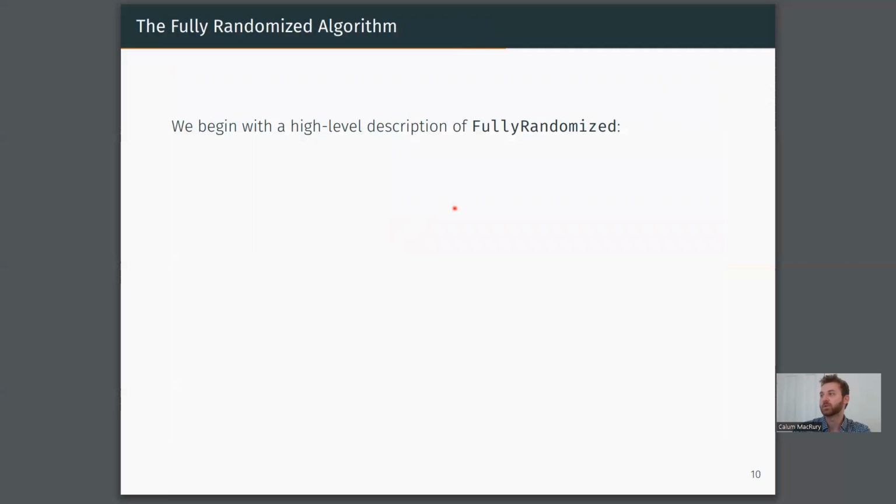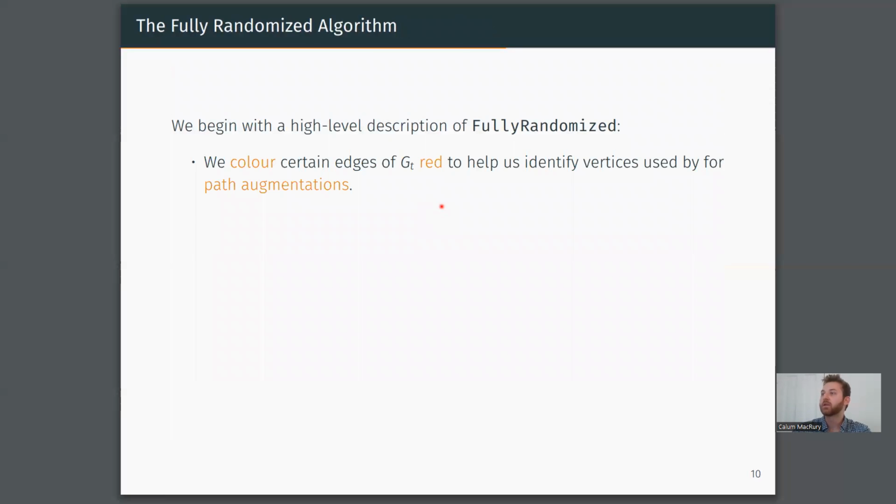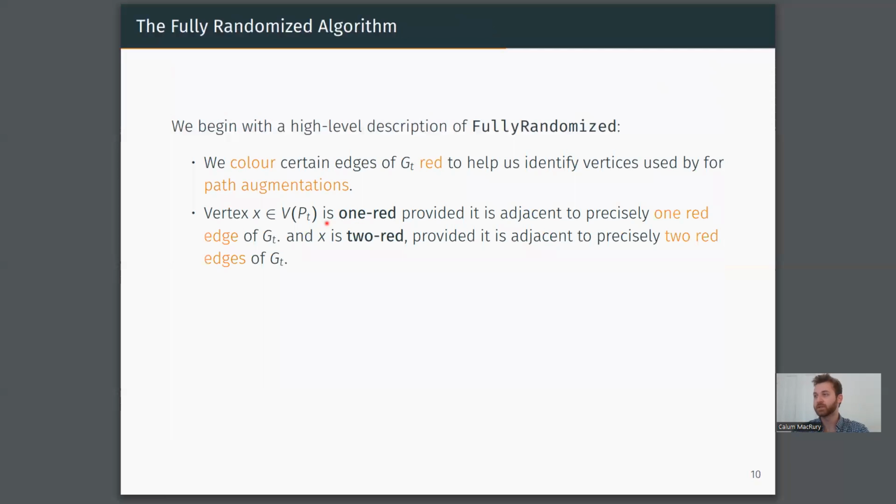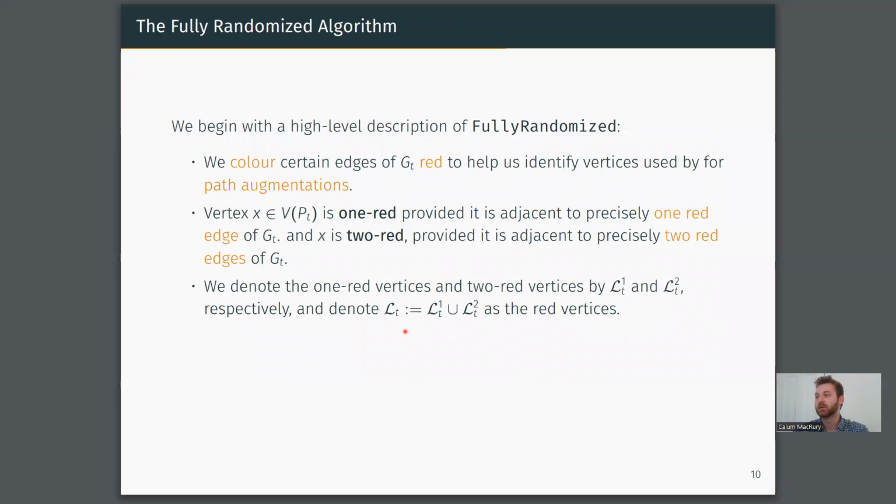Okay, so here's a high-level description of how it executes. We're going to color certain edges of our semi-random red because it's going to help us define which vertices we want to use for path augmentations. So we'll say that a vertex within the path is 1 red, provided it's adjacent to precisely 1 red edge, and it's 2 red if it's adjacent to precisely 2 red edges. Okay, so just a bit of notation.